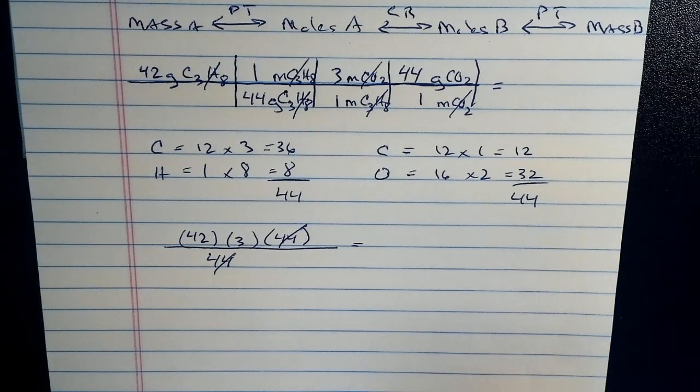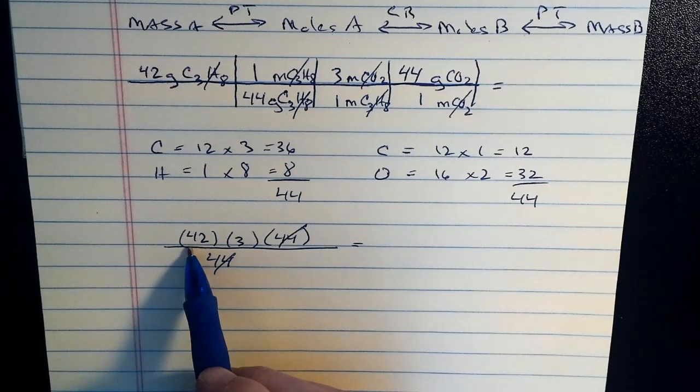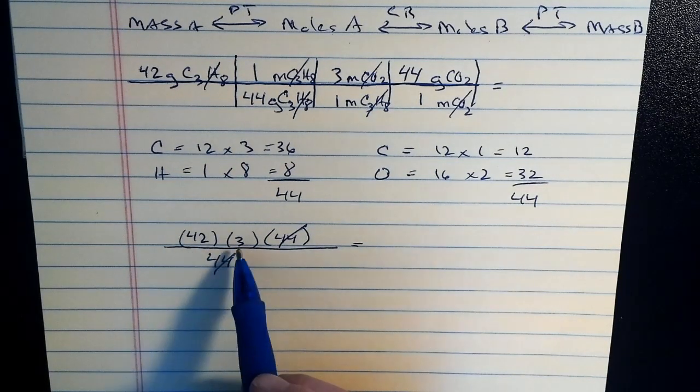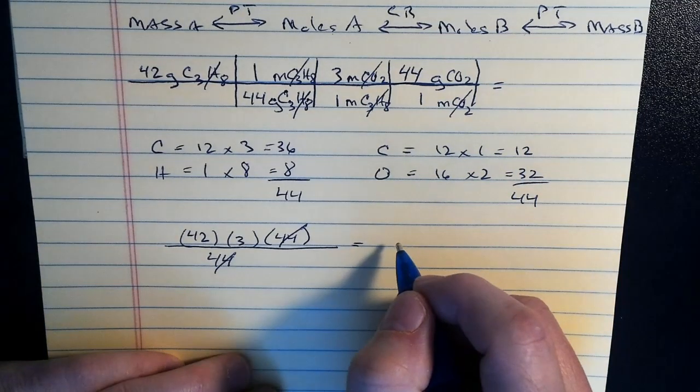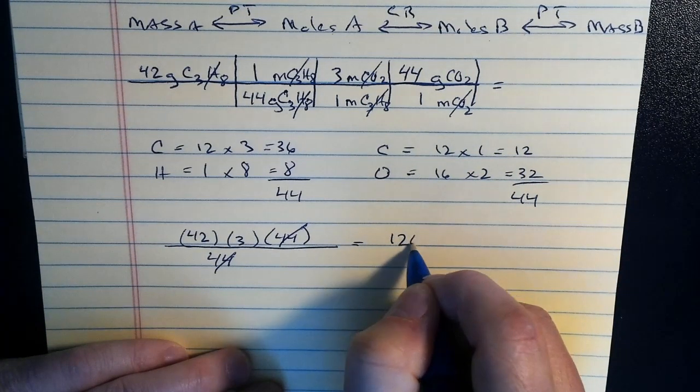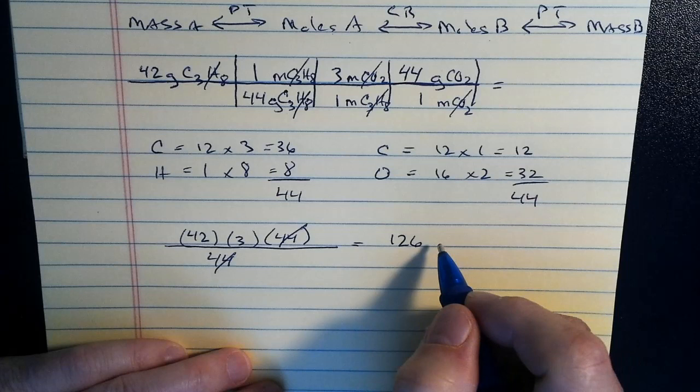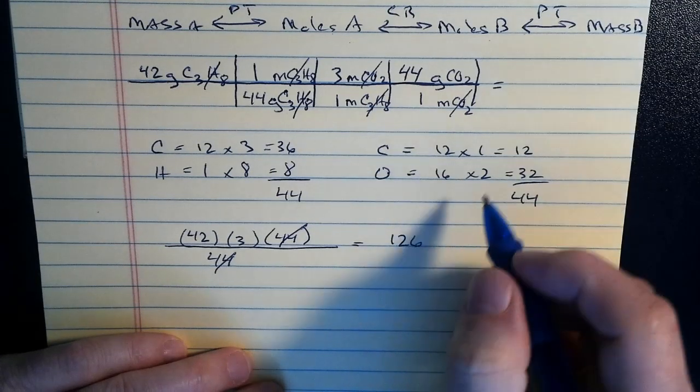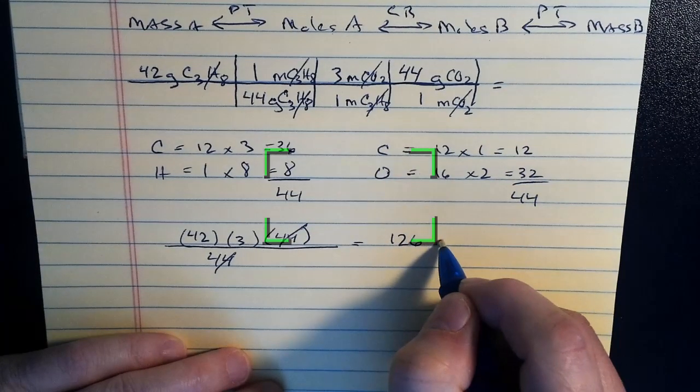So now we've got 42 times 3. And you know that 3 times 4 is 12, that's 120. 3 times 2 is 6. So this is 126. And we're left over with grams of CO2.